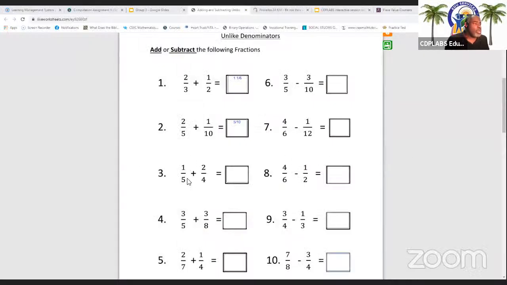All right, so let's do 1/5 plus 2/4. Who's going to do that one? 1/5 plus 2/4.